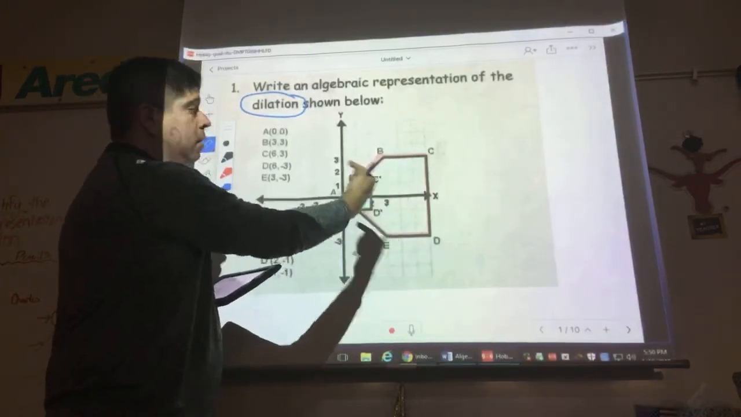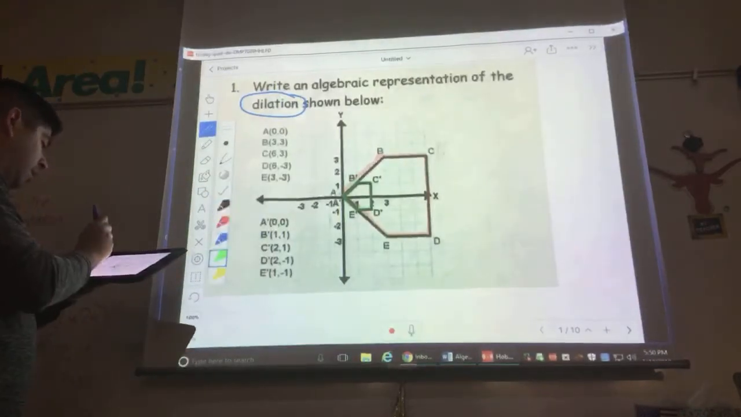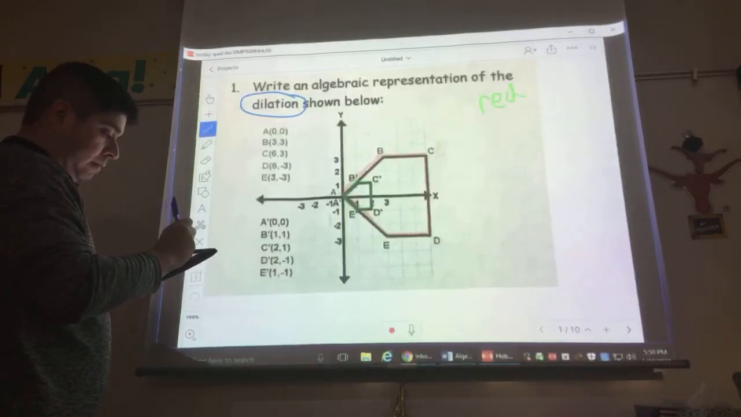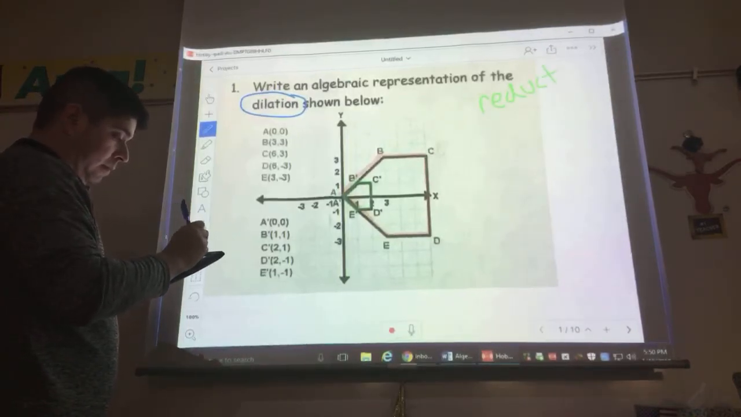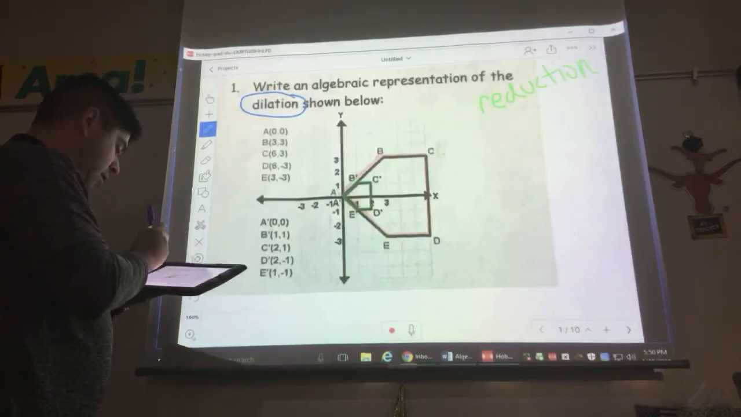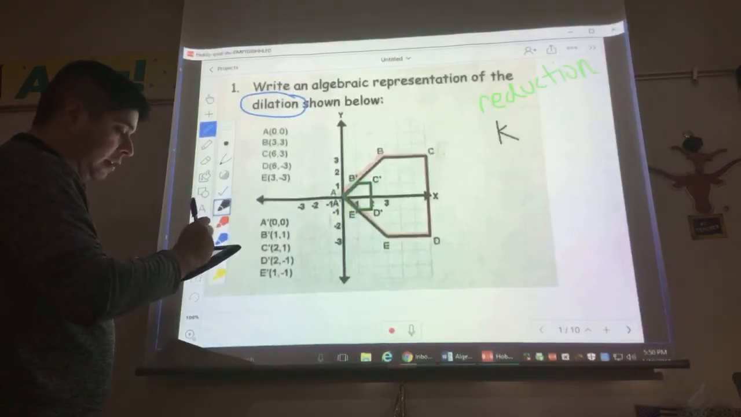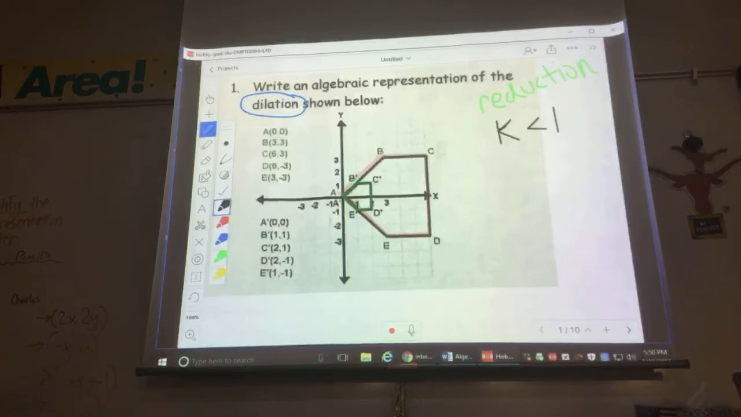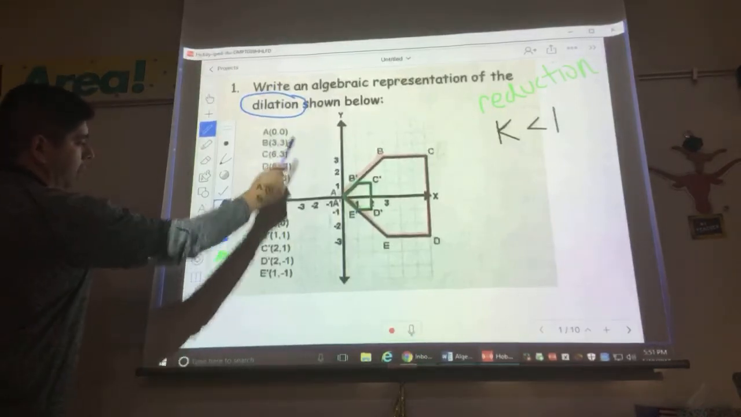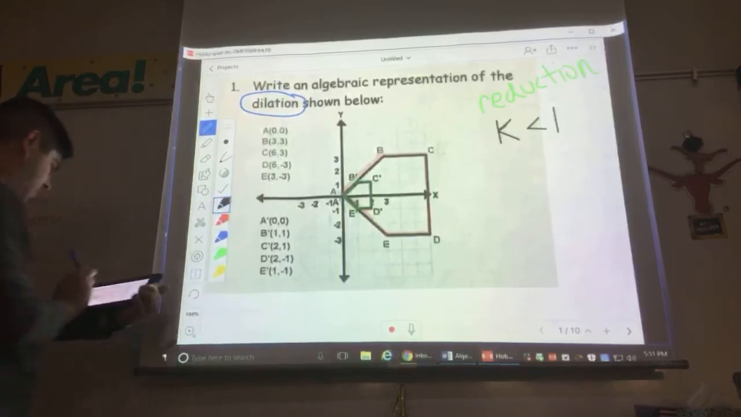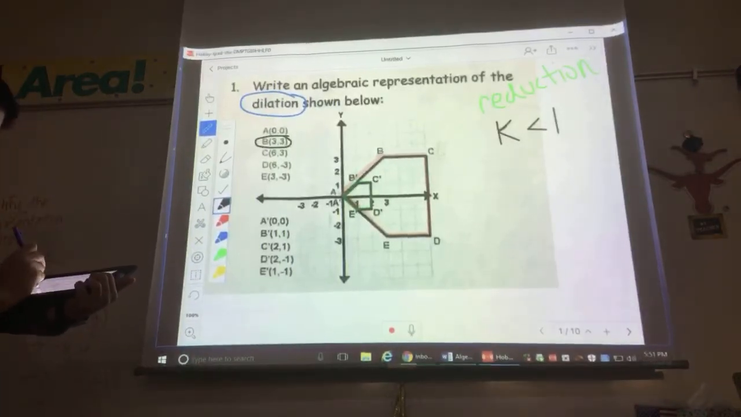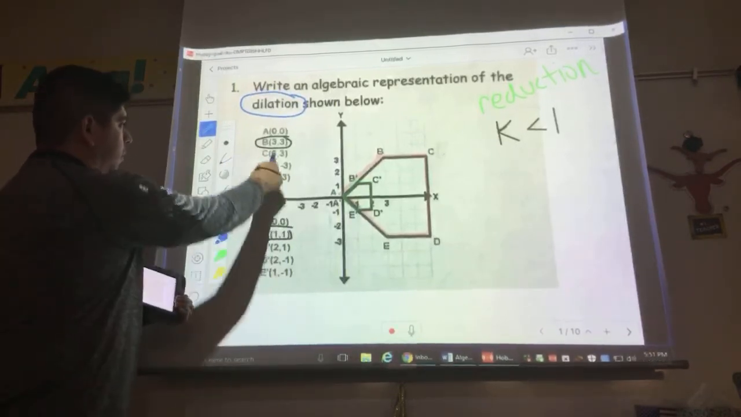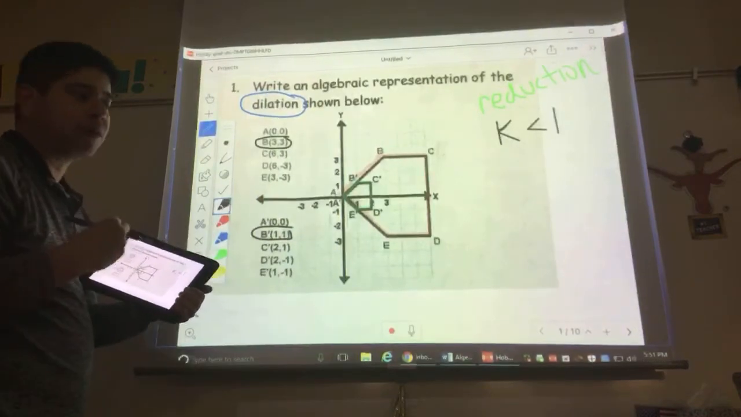So we know this is a reduction, right? So if it's a reduction, I'm going to write this here. It's a reduction. So I know that my scale factor has to be less than 1. So we'll look at these points here that we have. We got 3 and 3 and 1 and 1. Those are good points to use. So what I would use is this 3, 3, and then this 1, 1. So what happens to go from 3 to 1 is basically what we're talking about.